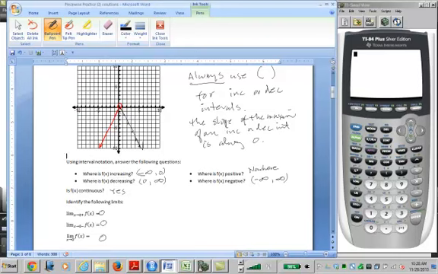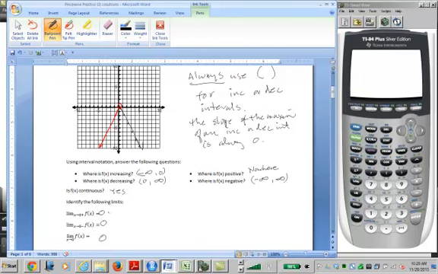Okay? Now, what's the limit as x approaches 0 from the negative side? That's how you read that, from the negative side. Well, I'm coming from the negative side. I'm approaching 0. Okay? Coming from the negative side, approaching 0 on the x-axis. What's y doing? What's f of x doing? It's approaching 0 also.